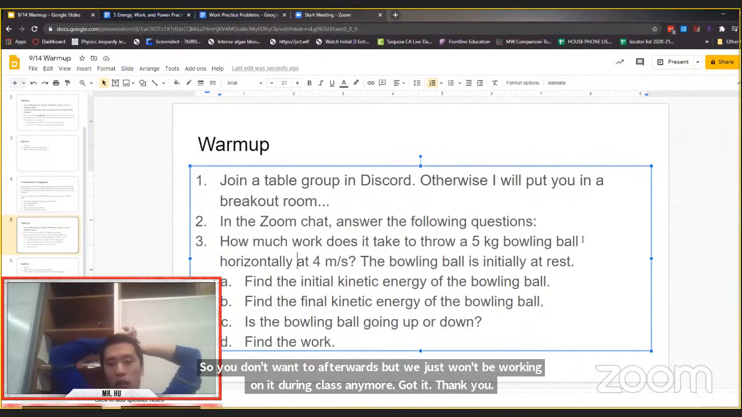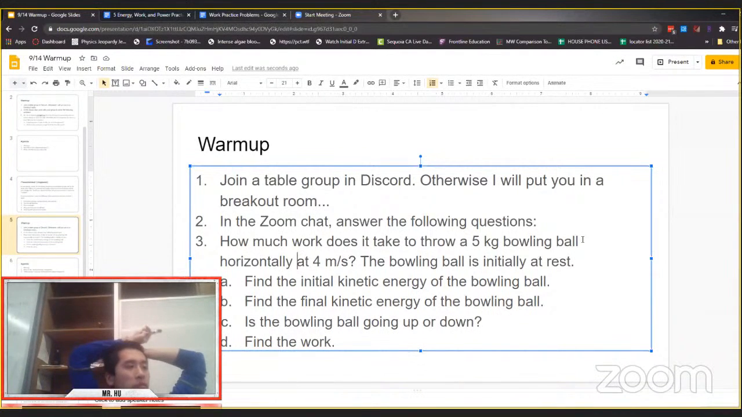A few answers so far. We can keep working on this. Take your time with it. How much work does it take to throw a 5 kilogram bowling ball?